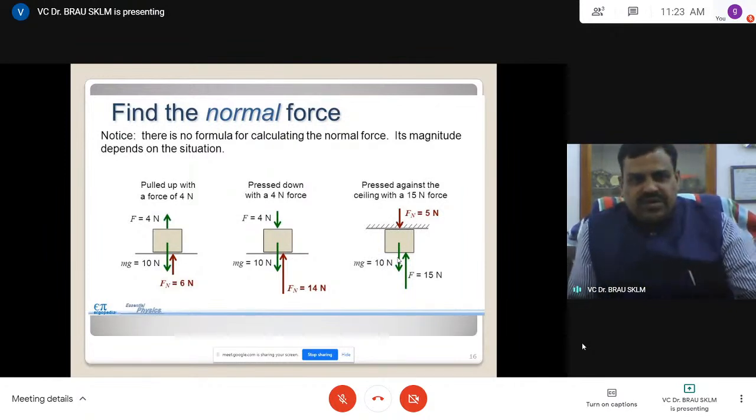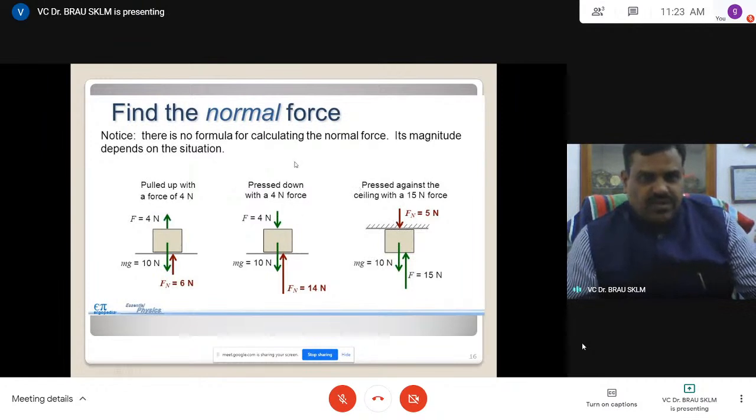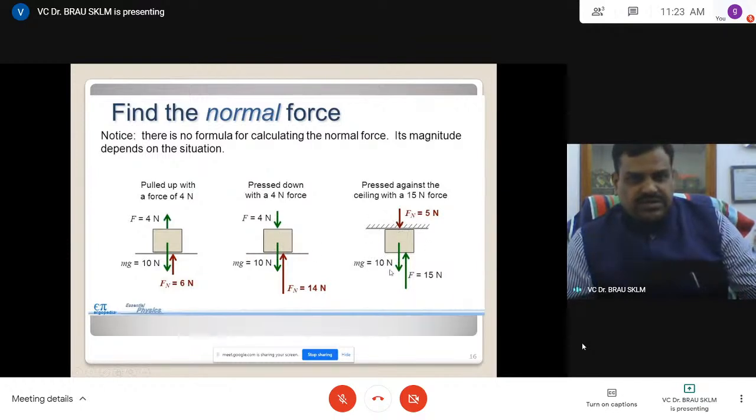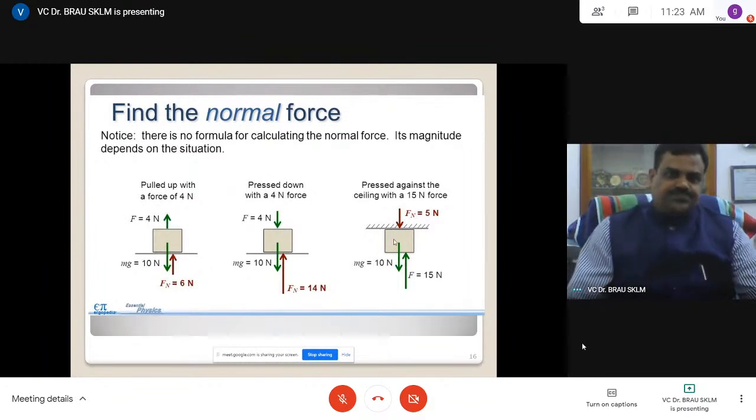Now if you can see the normal reaction: if one force is acting upwards and the weight is acting downwards, obviously the normal reaction is less. If the force is applied downwards, the weight is already there, so together it is 14 Newtons. In the second case the upward force is equal to the downward force. In the third case, both act with no difference, whatever, 10 plus 4 instead of 5 plus 10. So this is the analogy which we will apply in real-life problems.